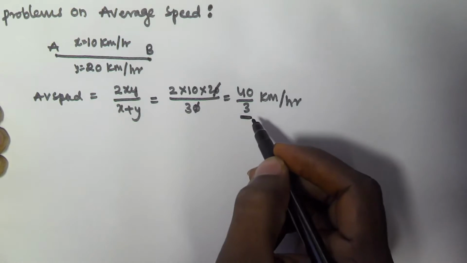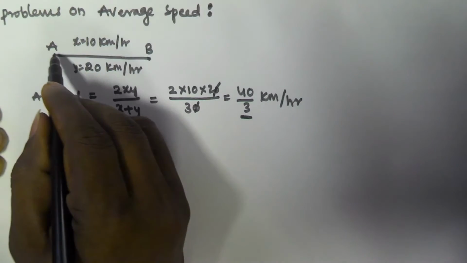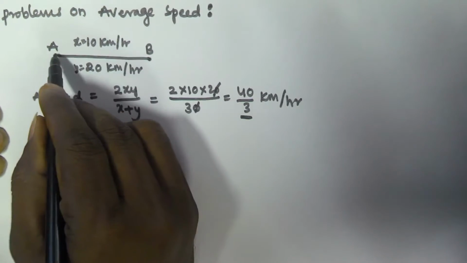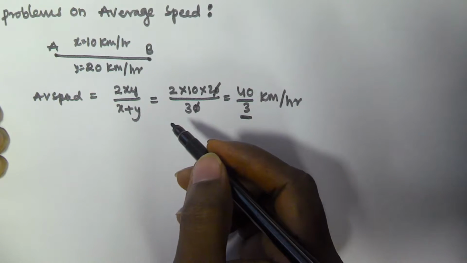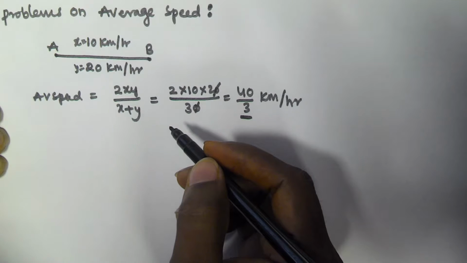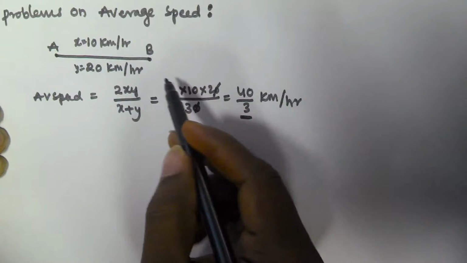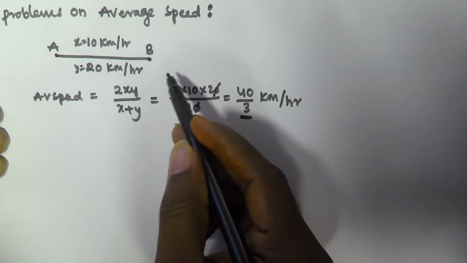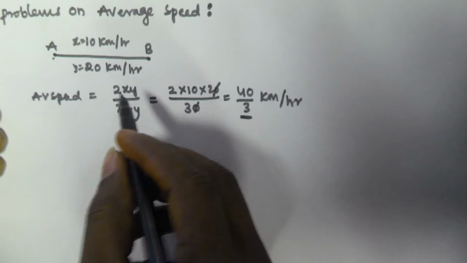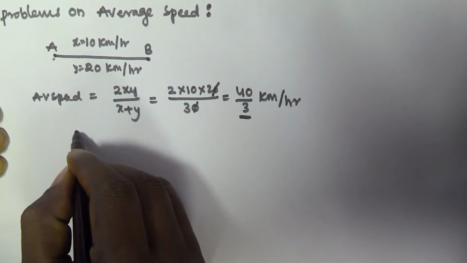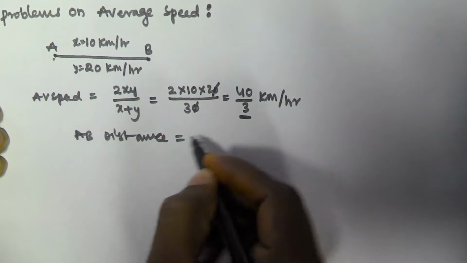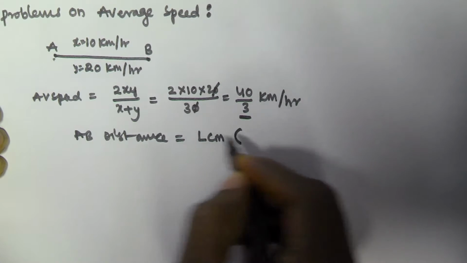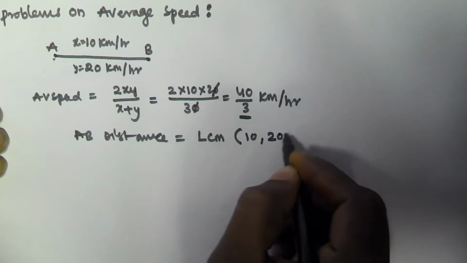There is another way to solve this problem. If you see A to B and B to A, the distance is constant. So if the distance is constant, I can take the distance value as anything, that may be 1, 2, 3 or 4, anything. That's why I can take any value as the distance between A and B. So I will take the A to B distance as equivalent to the LCM of the speeds from A to B and B to A.